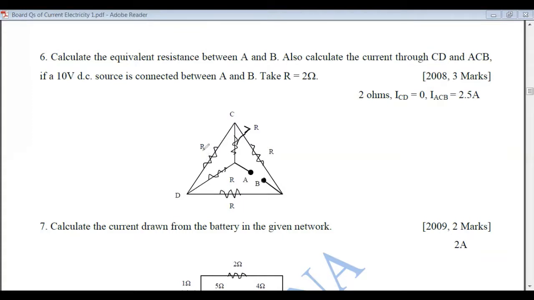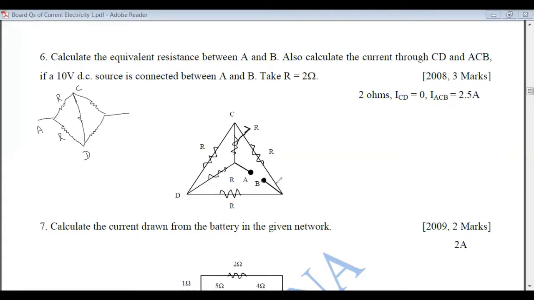So this R resistance will be the diagonal. This CD will be the diagonal. So it looks like a Wheatstone bridge. Let us redraw this diagram. This is the point A. From A, the current is dividing in these two resistances, so this one is R, this one is R. This point is C, whereas this point is D.